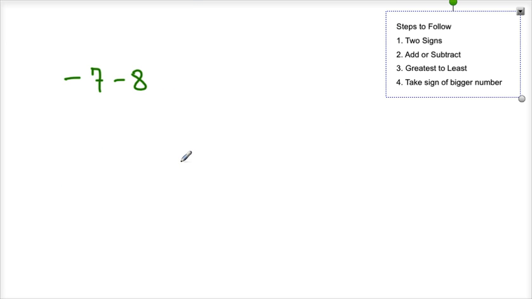-7 minus 8. First off, looking at my checklist here, I want two signs. Do I have two signs? Yeah, I have a negative and a negative. They're both the same signs. Okay. I want to add or subtract these two numbers. Am I going to add these two numbers or am I going to subtract these two numbers?